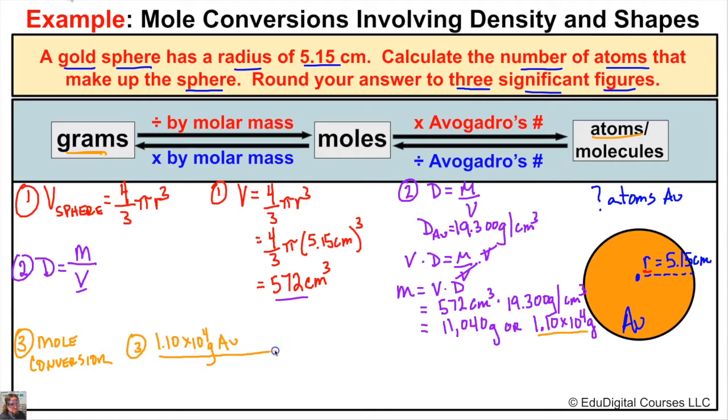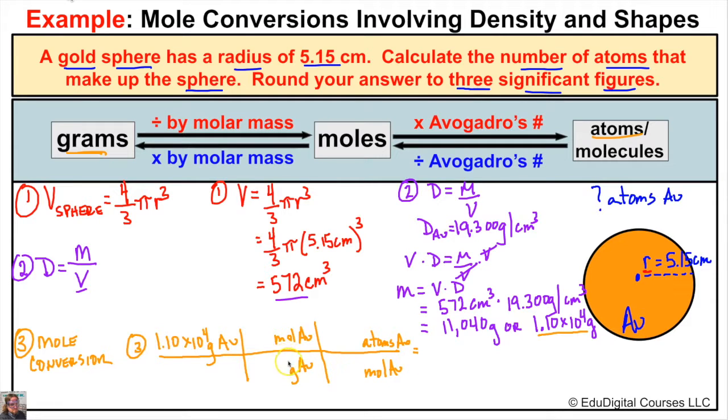And what we want to do here is we want to figure out the number of atoms. So we want to cancel out grams of gold. We'll put that at the bottom. And we're going to convert this to moles of gold first. We'll put that at the top. Once we're done doing this, we want to cancel out moles of gold. So we'll put that at the bottom. And we're going to want to convert to atoms of gold. So we'll put that at the top.